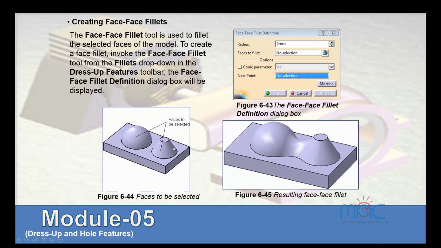And next is the face to face fillet. In between these two faces, how we can propagate the fillet and adjust that with the radius.